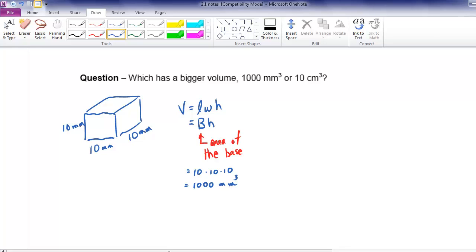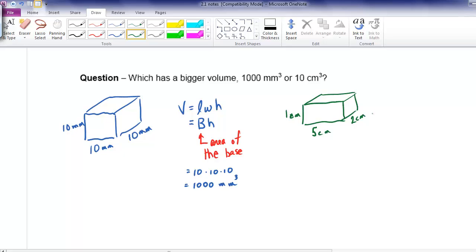It would be really hard to draw a cube for 10, not a nice number. So I'm just going to draw a rectangular prism. Remember, a rectangular prism, shoebox. So here's my quick little sketch. Sketch is always a good idea. I'm going to say that this is 1 centimeter, this is 5 centimeters, and this is 2 centimeters.